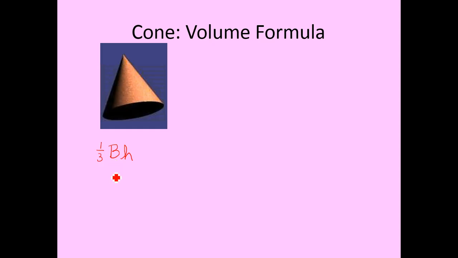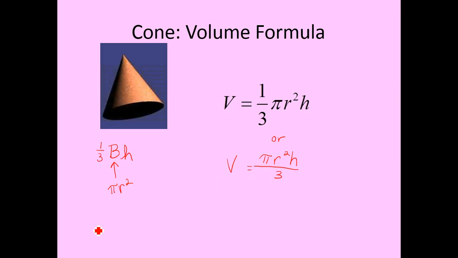The only thing that changes is the base right here is a circle. So we have to insert pi r squared in there. So my formula becomes 1/3 pi r squared times h. Or again, you can also take pi r squared times h and then divide it by 3. That would be the same thing as multiplying by 1/3.